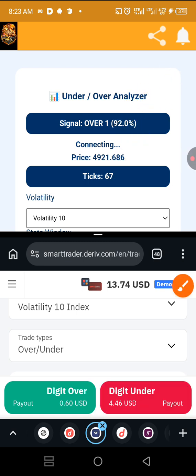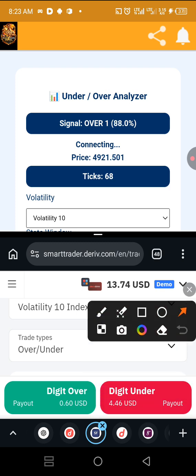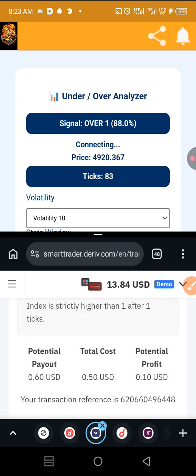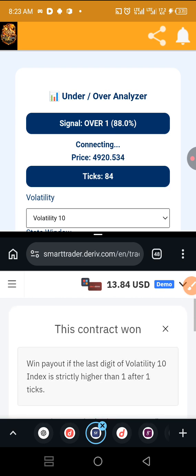So let's watch. 1 followed by 3 is not valid. We need it to be followed by 5 to 9. So let's wait and see another signal. 0 followed by 4, not valid. So you wait, and don't forget your percentage. 0 followed by 6, valid, you enter. The next tick is 7 and you won. It's as simple as that.